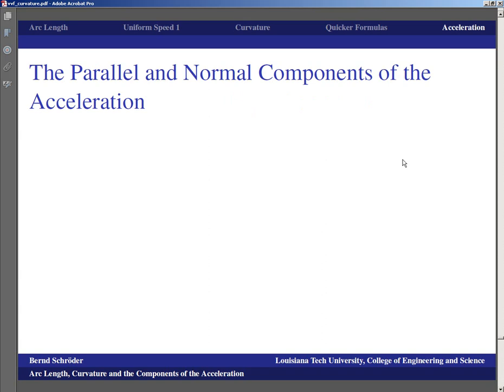So now we come to the physics part of this presentation. So up to here we have talked about geometry, even though we used kinematic reasoning to arrive at the geometric quantities. What we want to do now is analyze what happens when a particle travels along a curved path under an acceleration a.